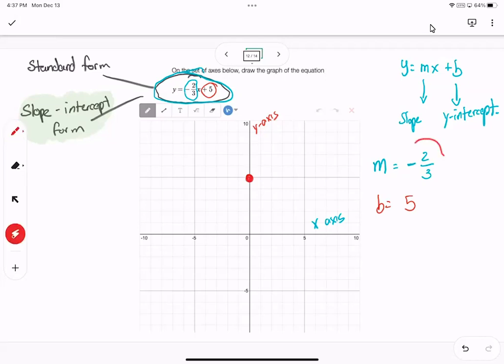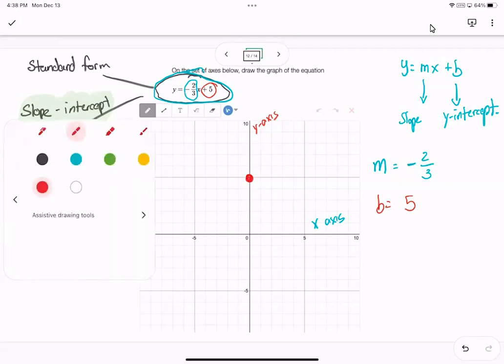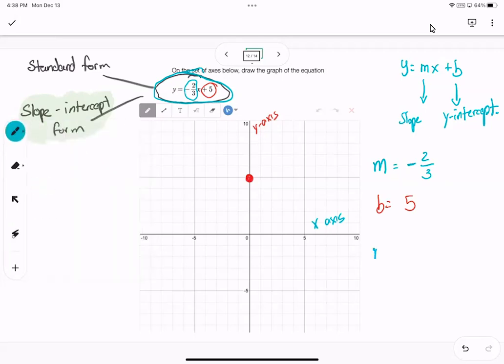Now we know the slope is -2/3. So I'm going to rewrite this in a little different way. I'm going to write m is equal to -2/3, which is almost the exact same thing. But this time I'm going to write next to it rise over run. If I start at the point that I last drew, my rise is -2. Typically when you rise, you go up. But since our rise is negative, we're going to go down.